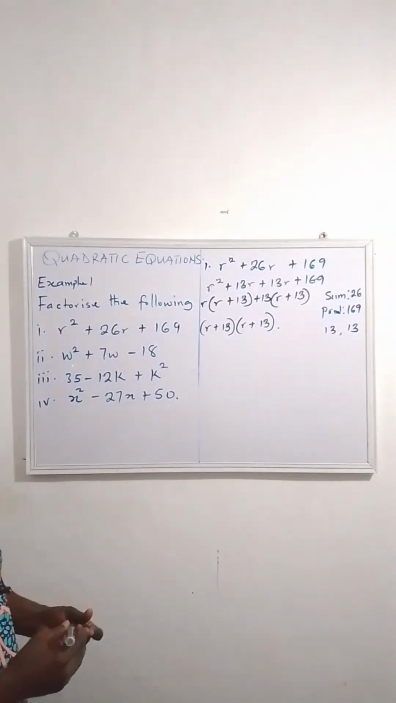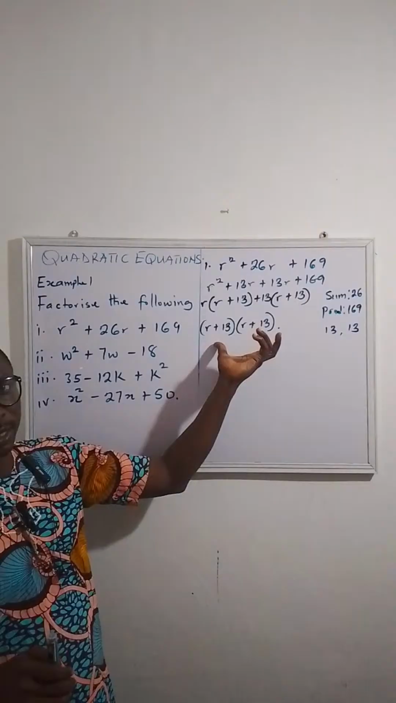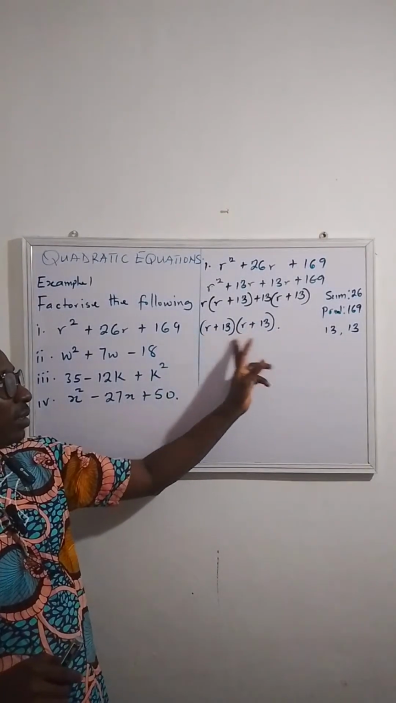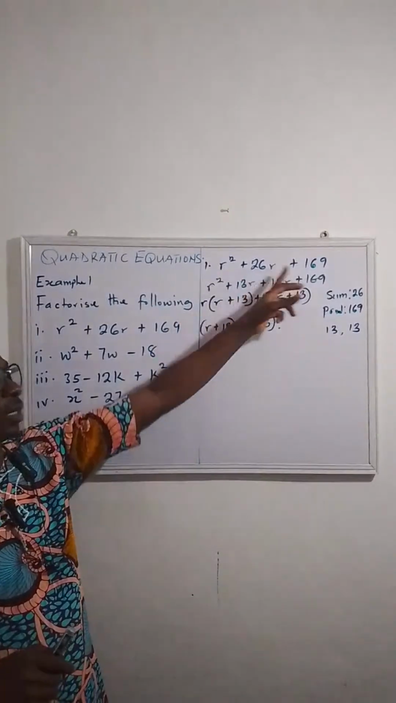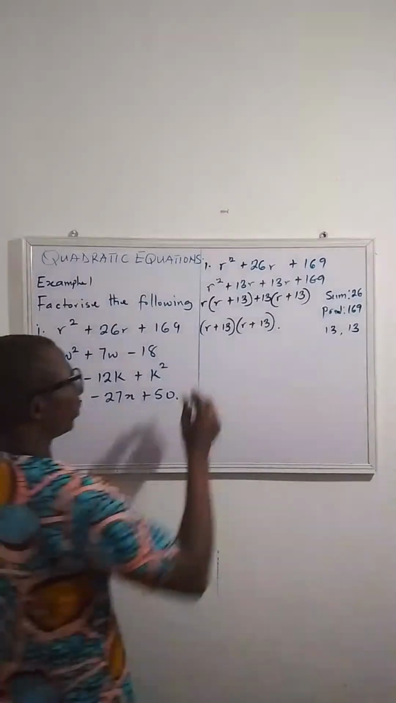Hope you get that. So now what I've done is I've factorized this quadratic expression. Now, if you want to check whether your answer is correct, you can expand this. When you expand this, this is what you're going to have back. Okay. Now let's look at the second question here.